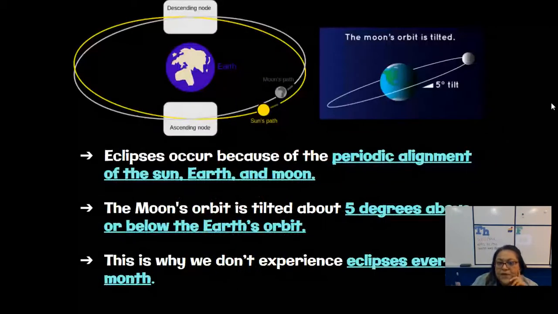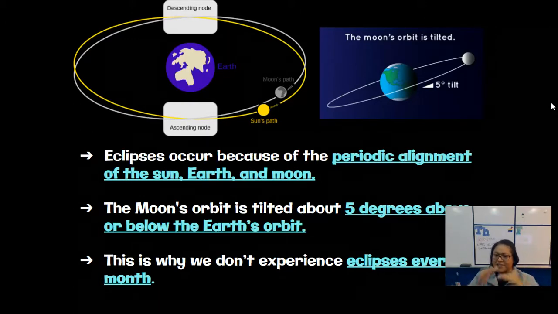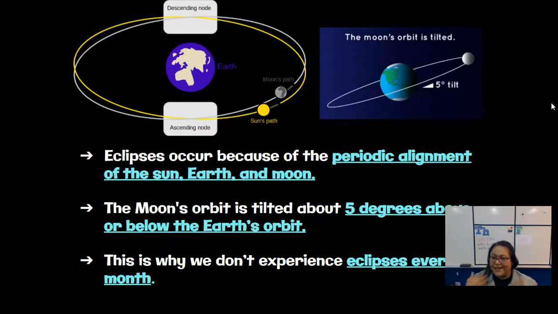So eclipses occur because of the periodic alignment of the sun, the Earth, and the moon. So every so often, these 3 objects that normally are just a little above and below each other align perfectly. And that's going to cause an eclipse. The moon's orbit is tilted about 5 degrees above or below the Earth's orbit. So normally the moon is slightly above us or below us as it's revolving around us. And because of that, we don't get eclipses every month.